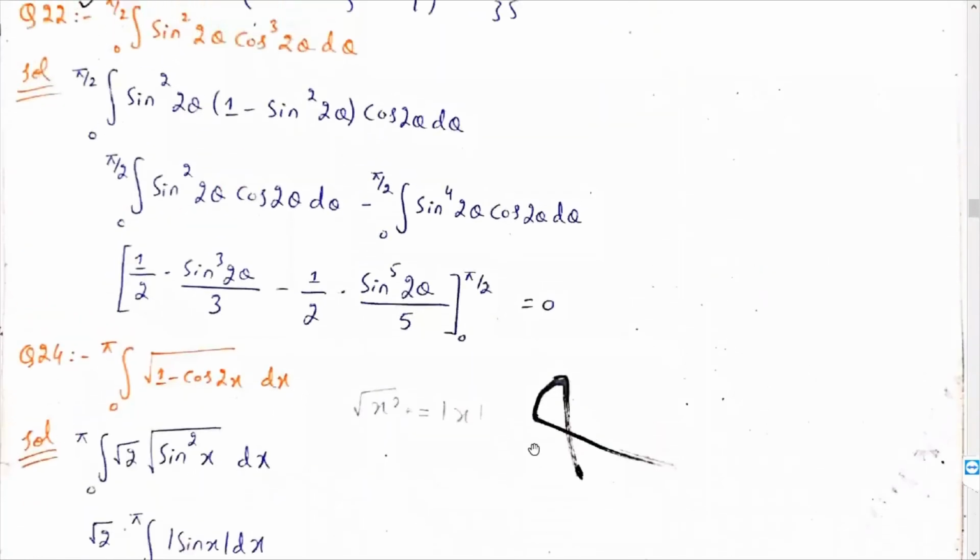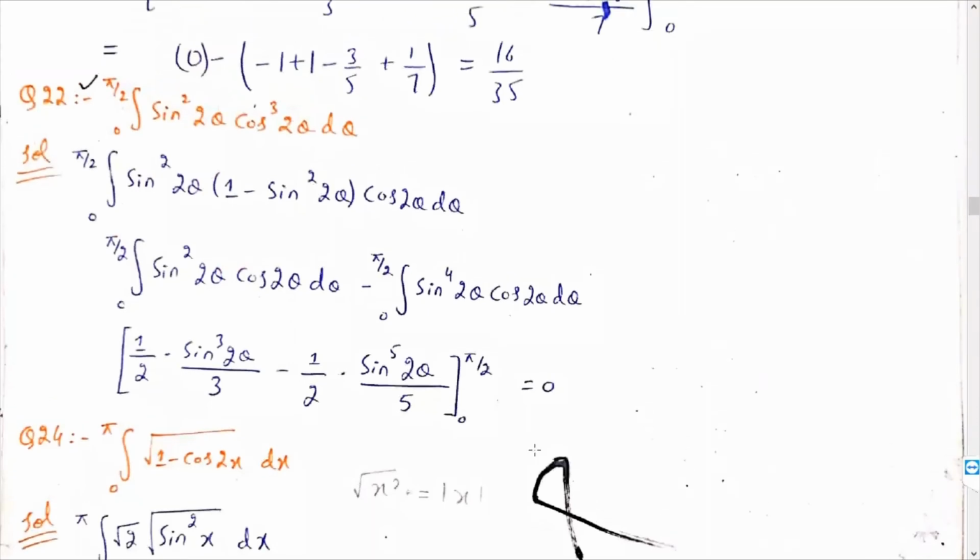Then comes another question. It's also simple, splitting this odd power into 2. Sine square 2 theta will remain the same. Cos cube 2 theta can be written as cos square 2 theta into cos 2 theta. So cos square 2 theta can be written as 1 minus sine square 2 theta into cos 2 theta d theta. Multiplying the expression, I get this, and integrating it, I get this expression. Here integration is not difficult, it is easy.